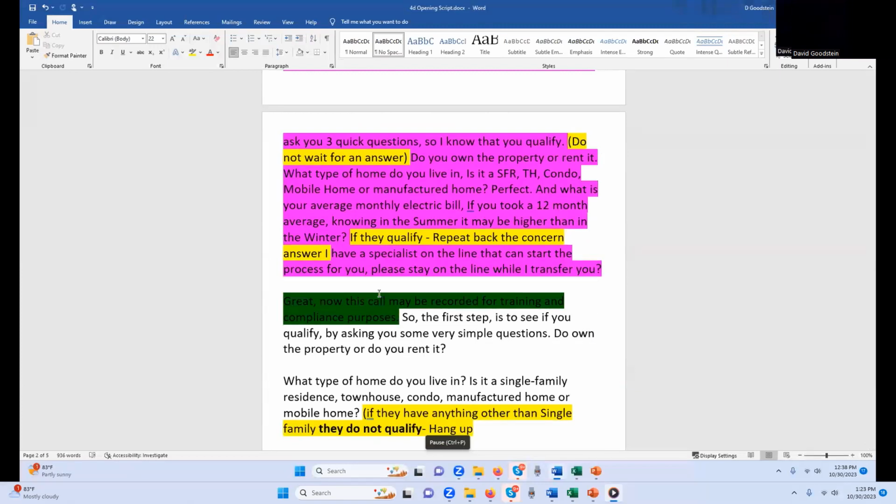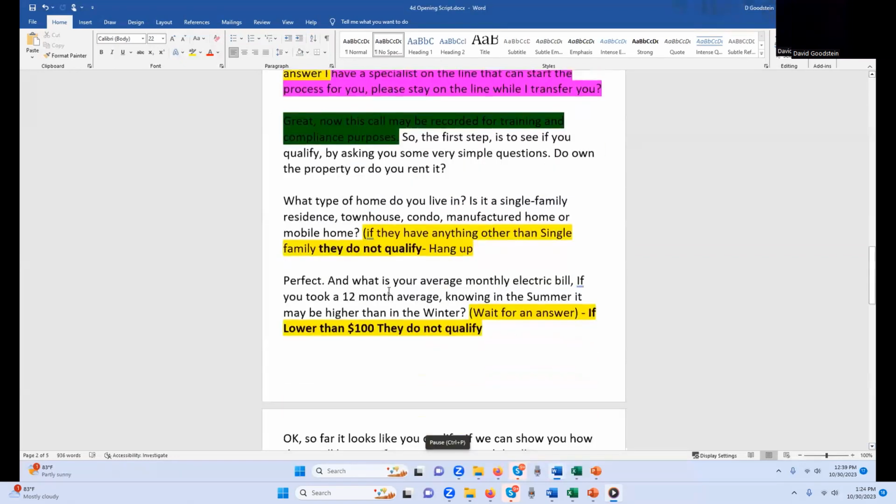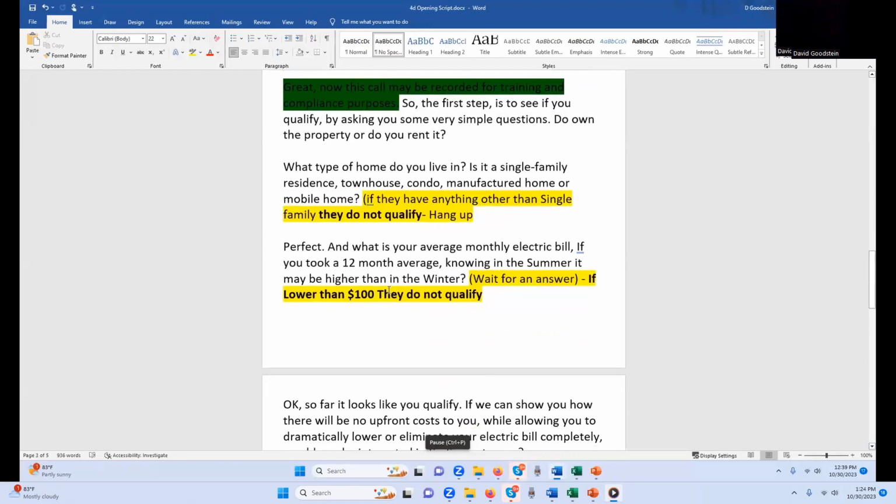Do you own the property or do you rent it? Do you own it? Okay. And what type of home do you live in? Is it a single family residence, townhouse, condo, manufactured home, or mobile home? Single family, perfect. And what would you say your average monthly electric bill is if you took a 12-month average, knowing in the summertime it may be higher than in the winter? About $185. Wow, that seems like a lot. That's exactly why we're calling. So looks like you qualify.